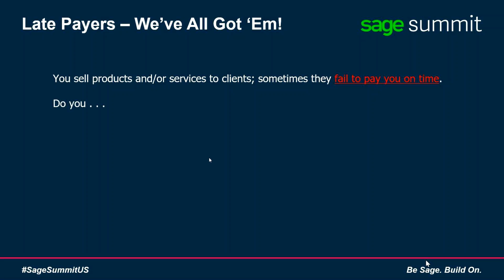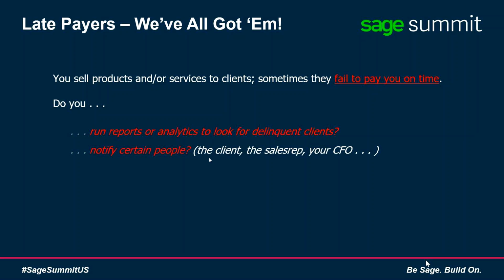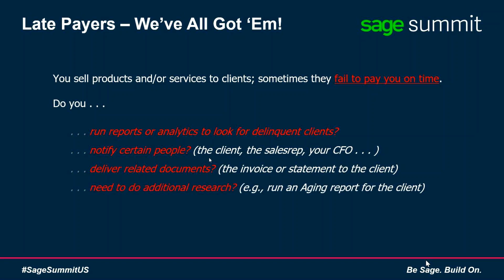Think about it within your organization. What kind of processes do you currently have in place to address late payers? Do you periodically run reports or other analytics to look for delinquent clients? Do you need to notify certain people, such as the client, hey, you're past due, or their sales rep, hey, you need to follow up with this past due client? Would you like to, or do you currently need to deliver related documents? After all, if a client is past due paying for an invoice, maybe it's time for us to resend that very same invoice to that client.